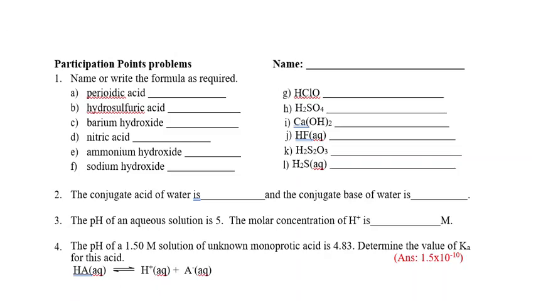And then we conclude with just some nomenclature, writing out formulas and names. So if I give you periodic acid, that's the iodine ion, can you write out the formula for that acid? Or hydrosulfuric acid, what would it look like? Barium hydroxide, nitric acid, ammonium hydroxide, sodium hydroxide. Many of these you're very familiar with already. Over here, I give you the compound abbreviated, and you're going to write out the names for that.